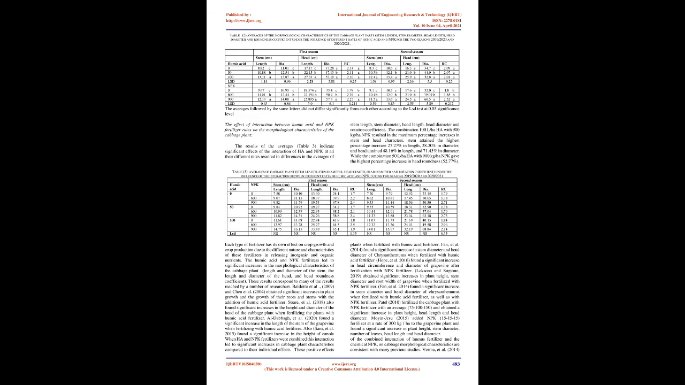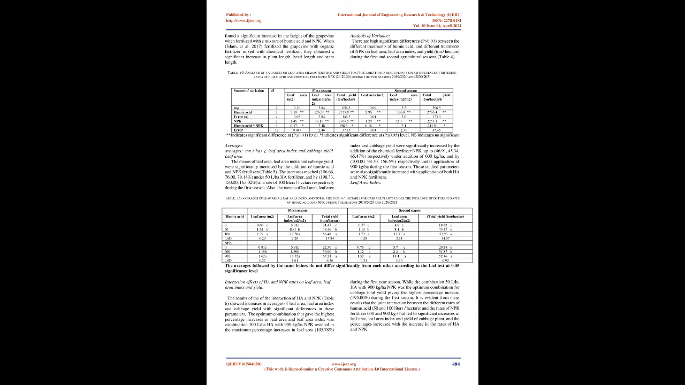Table 2. Averages of the morphological characteristics of the cabbage plant parts, stem length, stem diameter, head diameter, and roundness coefficient under the influence of different rates of humic acid and NPK for the two seasons 2019/2020 and 2020/2021. First season, second season. The averages followed by the same letters did not differ significantly from each other according to the LSD test at 0.05 significance level.